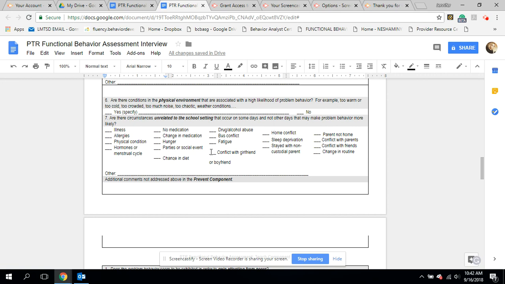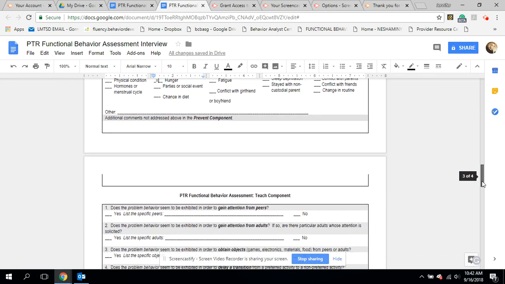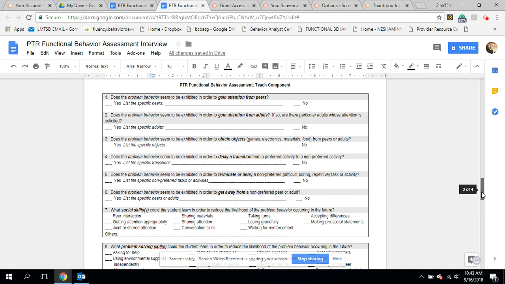Or even a conflict with a boyfriend or a girlfriend. We'll see this a lot of times in middle school and high school. Hunger is another one. So if you see these, if you know these, because you know the student really well, especially our special ed teachers who work closely with these students, just put an X and any, okay? And if there's any other additional information, like a recent surgery or something, list it. Everything is great information, okay?